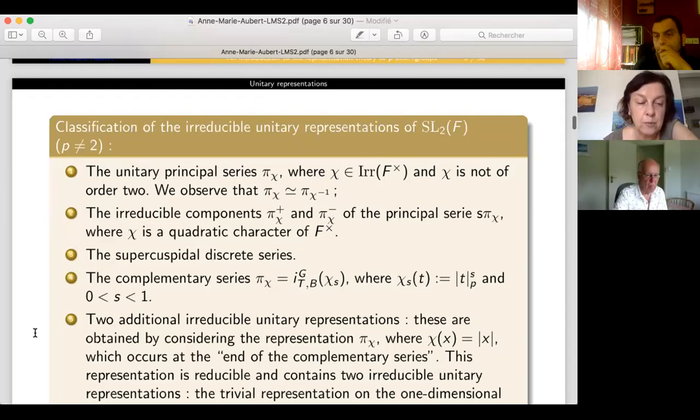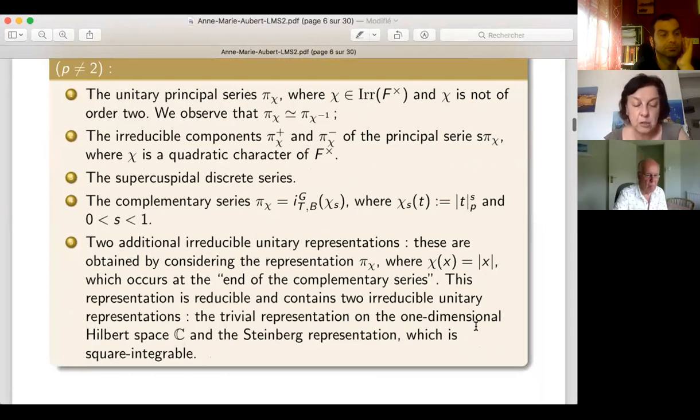And then we have what is called the complementary series. It is the parabolically induced representation from a character chi sub s, where s is in the open interval (0,1), and chi s of g is the p-adic absolute value of g to the power s. Then we still have two other representations that we have already seen, which occur at the end of the complementary series, similar to before, but when s is equal to 1. In that case, for the character chi 1, which is just the norm, we get the trivial representation and the Steinberg representation, which is square integrable.